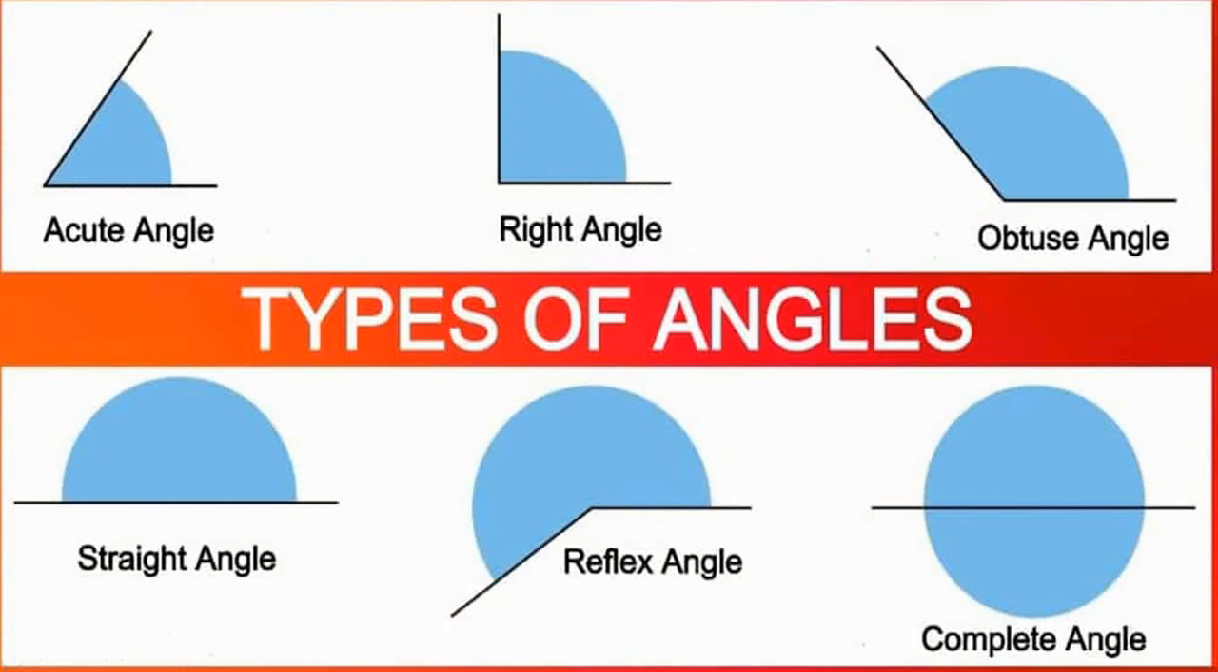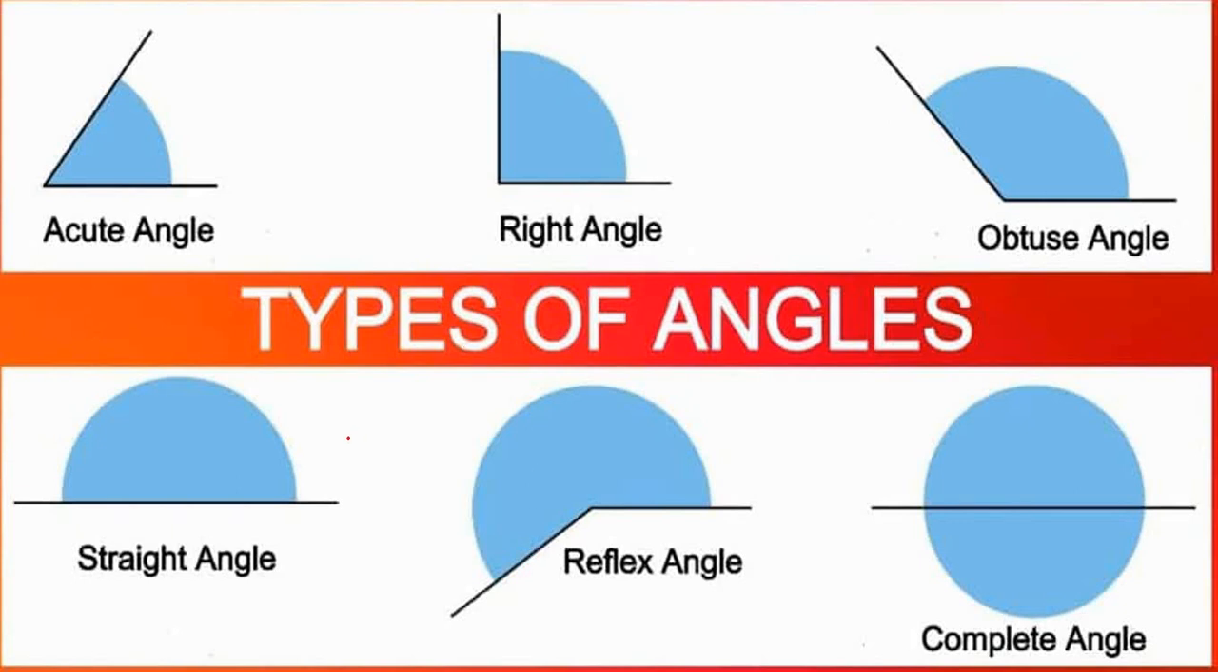In this session, we are going to learn how many types of angles there are. In geometry, there are various types of angles based on measurement. The names of basic angles are acute angle, right angle, obtuse angle, straight angle, reflex angle, complete angle, and one more, that is zero angle.